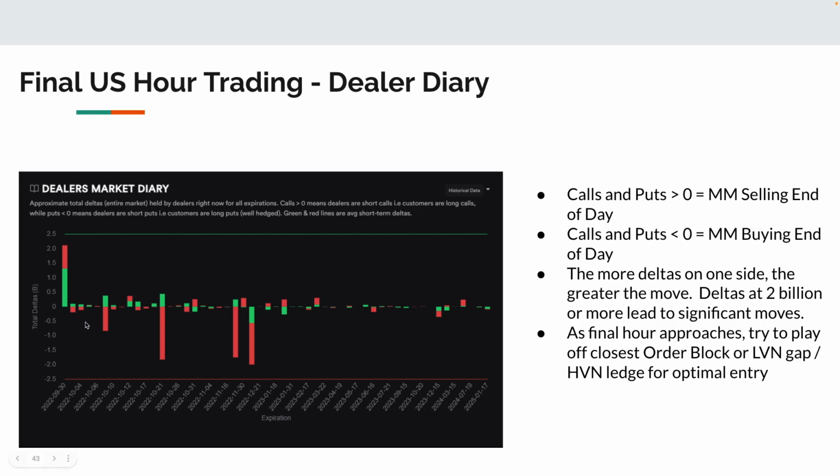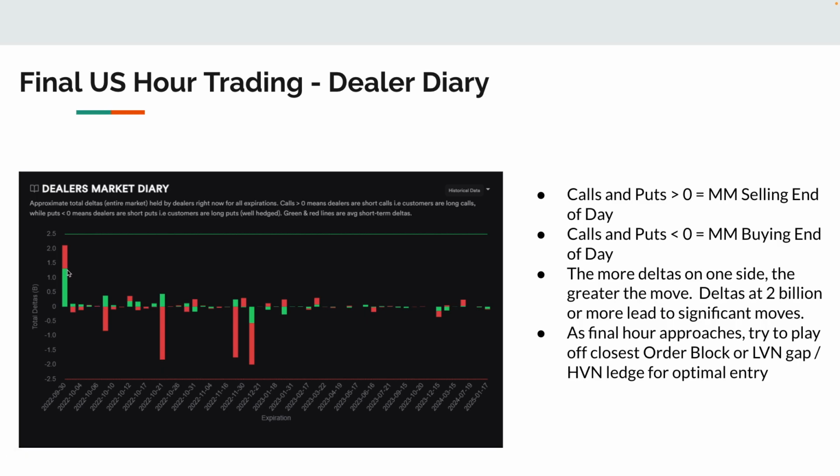Then all of a sudden, a particular date comes around, and those deltas that were hedged are rolling off. So now market makers have to de-hedge. And that results in massive moves when the deltas are at 2 billion, but in this case at negative 2 billion and below, we saw all that buying occur.